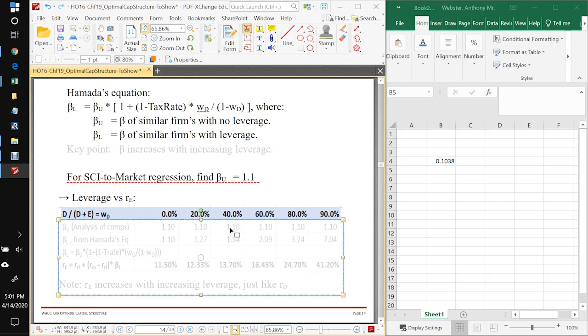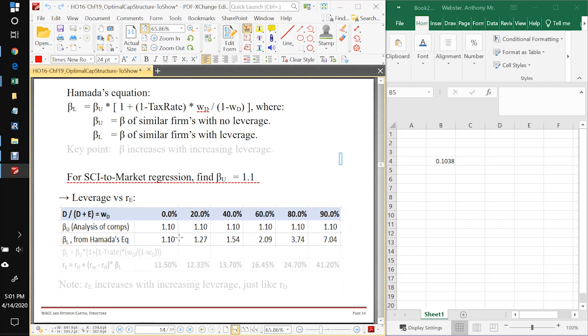So let's see how it works here. Okay, so if we have 0% leverage, the unlevered beta is the levered beta. If we have 20% leverage, the beta of the firm, because it's riskier now, has increased to 1.27. And again, that's going to directly increase the cost of equity capital through the CAPM equation. And if we have 40% leverage, the beta goes up even more.